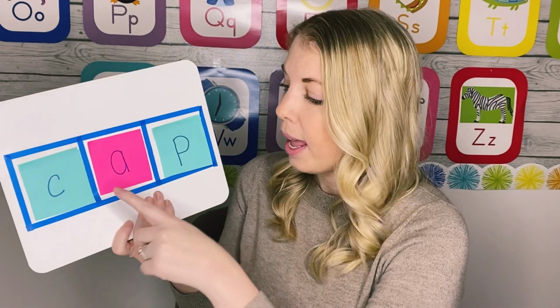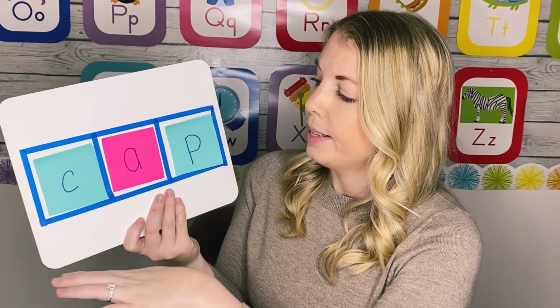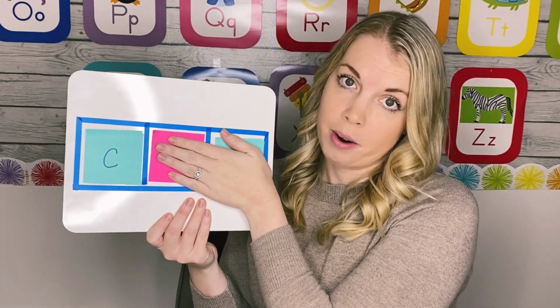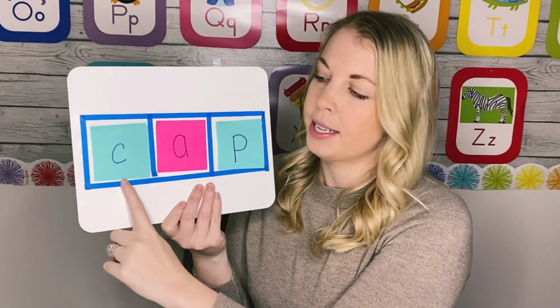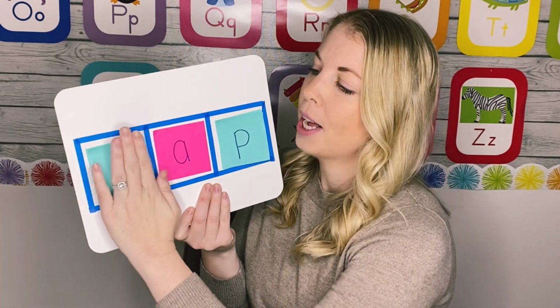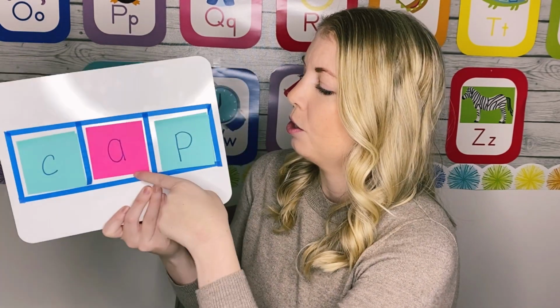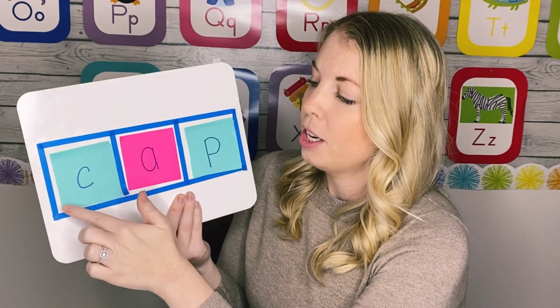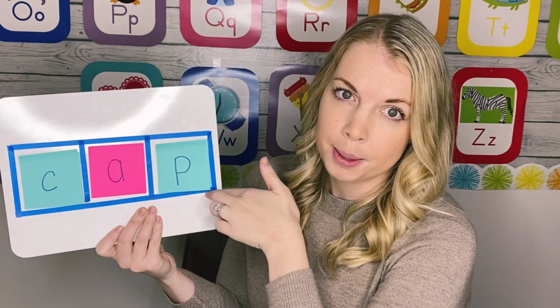So when you're decoding it, what you're going to do is just cover up the last two, the rime of the word, and have the students say it. Then you'll cover up the first sound and have the students say the rime, ap. And then you will blend it together, cap.